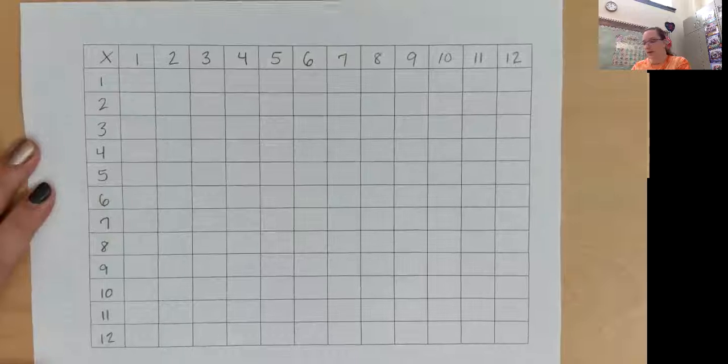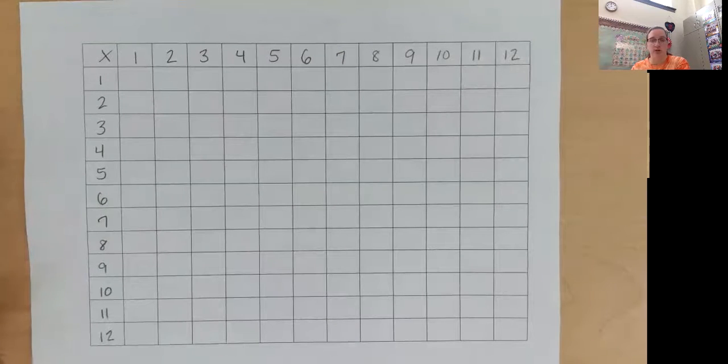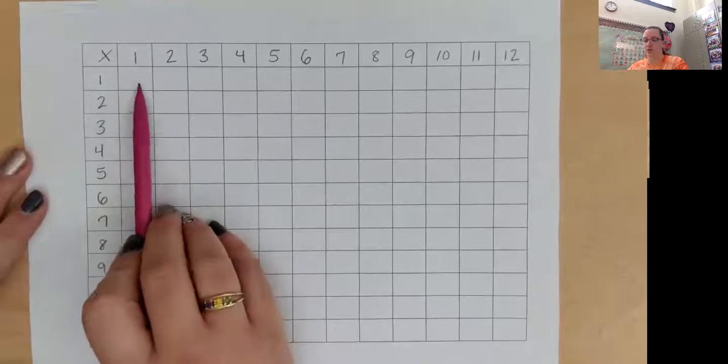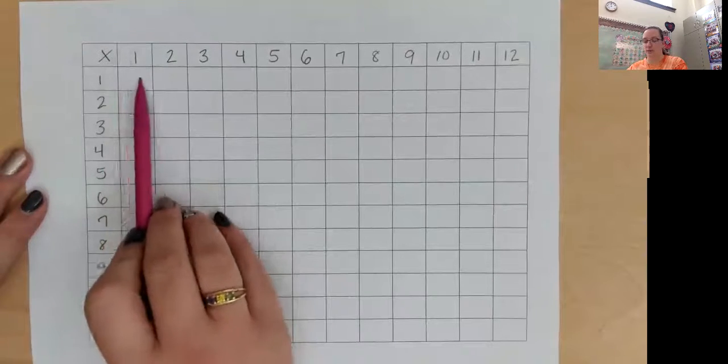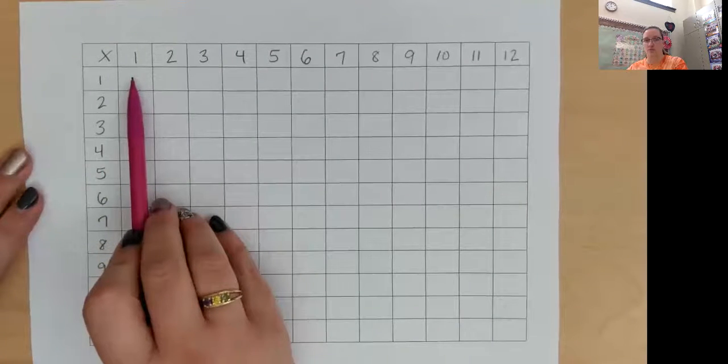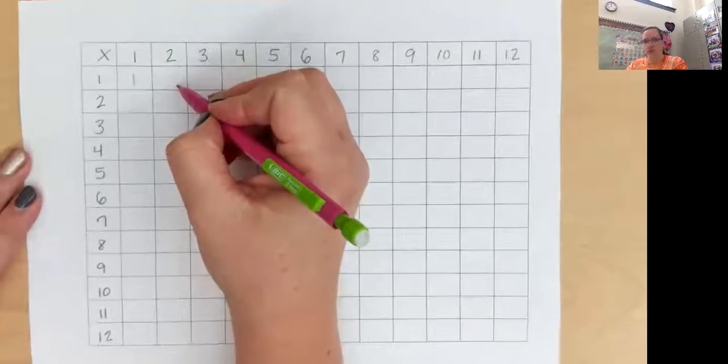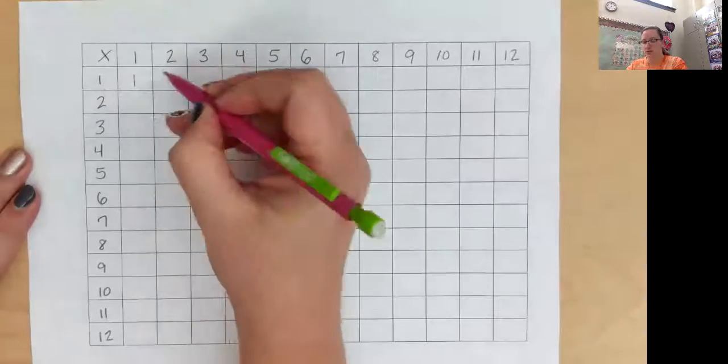Okay, now we're going to start multiplying or skip counting. Multiplying is simply skip counting by a number. So when I look at this first box, this really shows 1 times 1. That's what goes in this box, the answer to 1 times 1. And what is 1 times 1? That's right, it's 1.